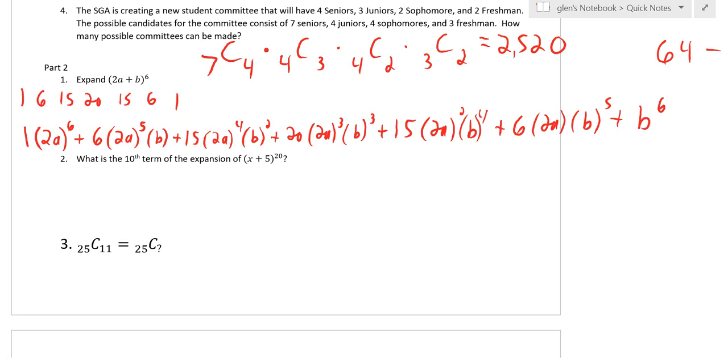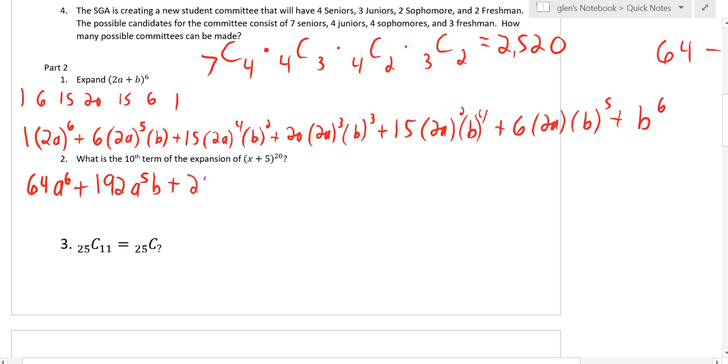Okay? And look, we're not going to leave it like this, gang. I want you to expand it out. So 2a to the 6th, and you got a calculator, but 2 to the 6th is 64. a to the 6th plus 2 to the 5th is 32 times 6. What is that? 180, 192? Plus 2 to the 4th is 16 times 15 is 240.